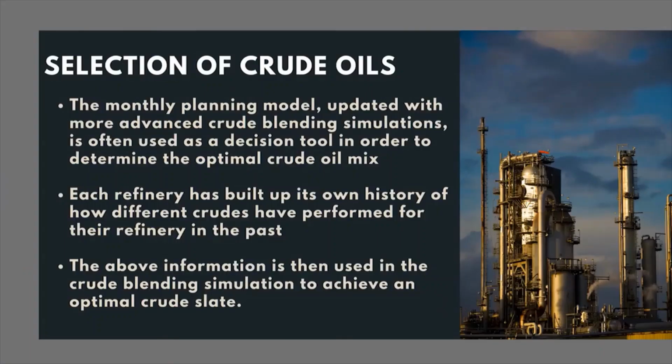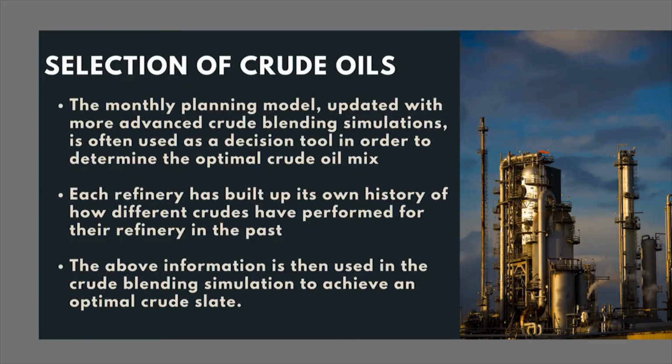for delivery. The monthly planning model, updated with more advanced crude blending simulations, is often used as a decision tool in order to determine the optimal crude oil mix. Many refineries have complex facilities to blend the crude oil, either tank blending or line blending facility. Each refinery has built up its own history of how different crude oil have performed for their refinery in the past. The above information is then used in the crude blending simulation to achieve the optimal crude slate.